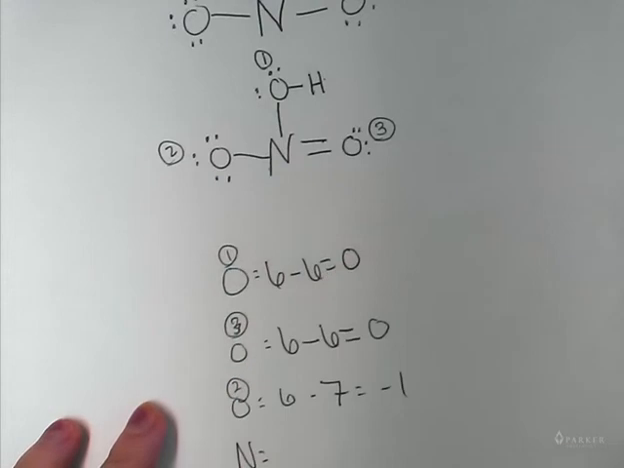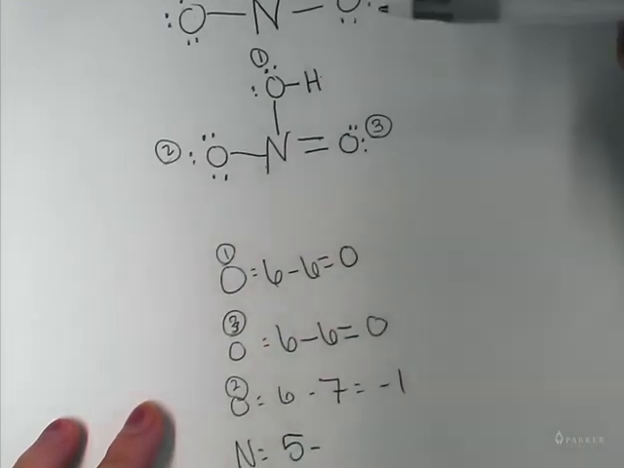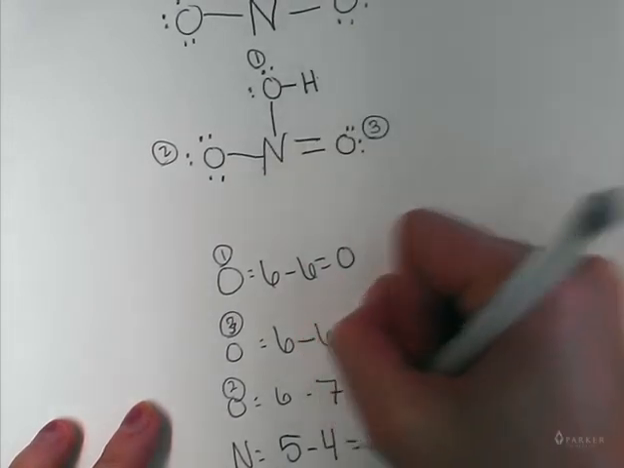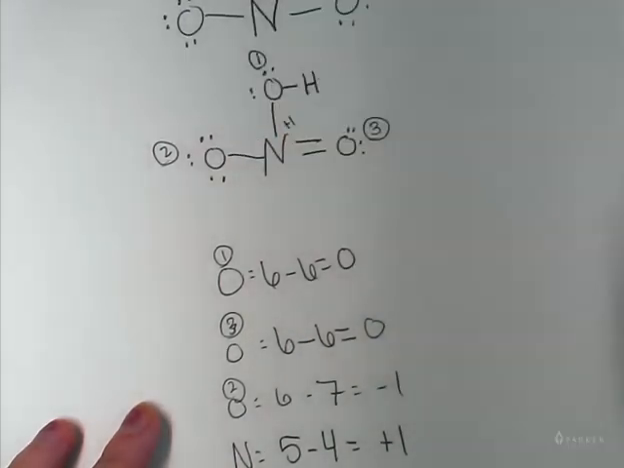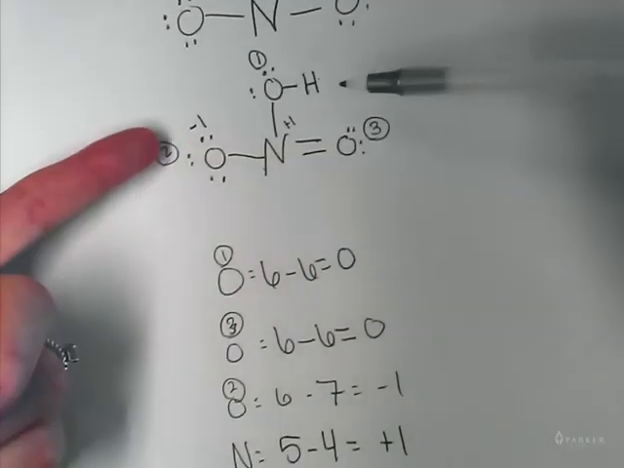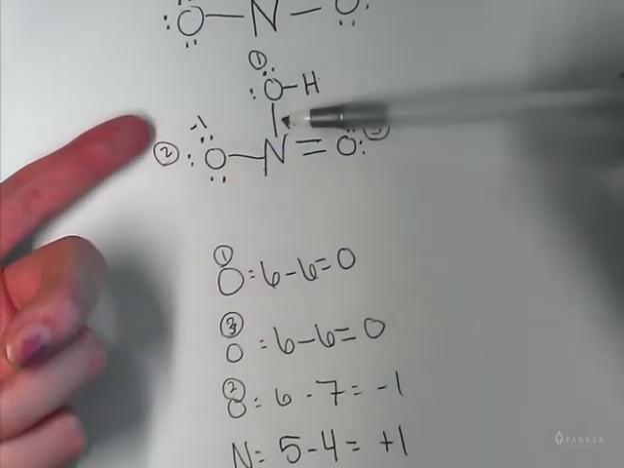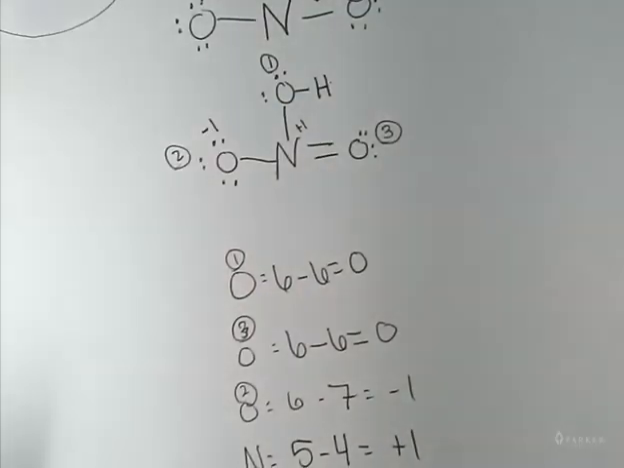And then if we look at nitrogen, it should have how many? 5, because it's in group 5. And how many is it using? 4. Just 1, 2, 3, 4. Which gives us a +1. So nitrogen has a +1 formal charge, and this oxygen number 2 has a -1. Now if we look at the overall charge, if we add -1 to +1, what is it overall? 0. So you see here, this NO3H doesn't even show a charge because overall it's 0.